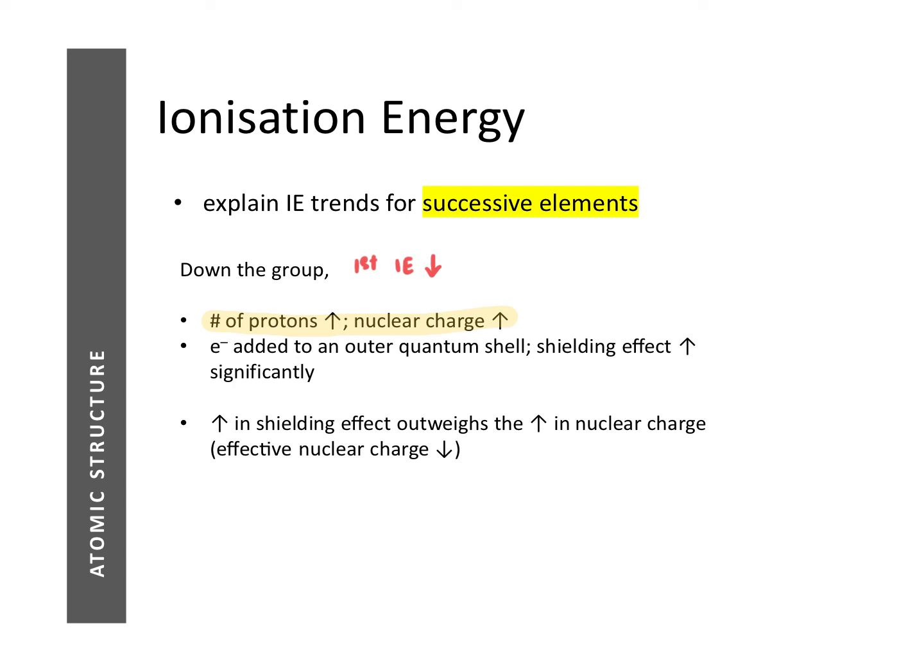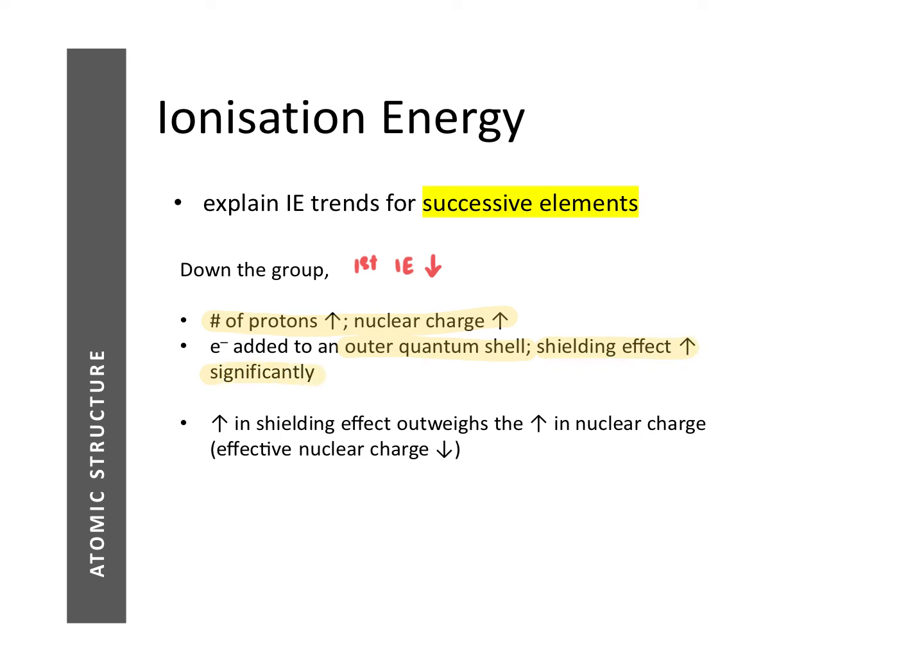But now, as we go down a group, the electrons are added to an outer quantum shell. Okay, now this is equivalent to you coming into a concert hall, occupying the back rows where you have many people in front of you. So what happens? The people in front of you are going to block your view of the concert. Okay, so when electrons are added to an outer quantum shell, the shielding effect, the repulsion, increases significantly.